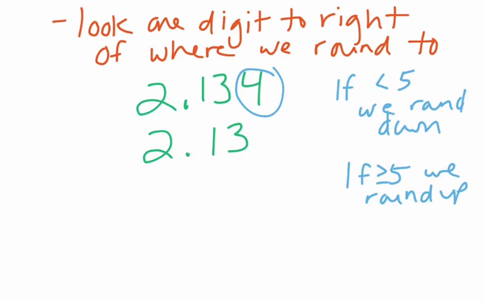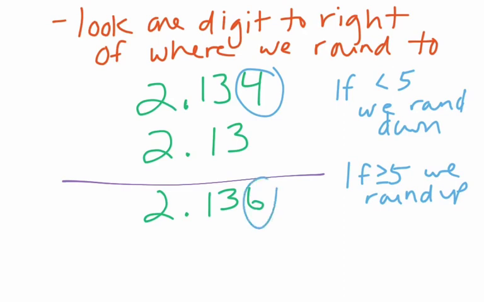So let's see, we'll look at an example of that. So if you had 2.136, we're again looking at that one digit to the right, and so that's going to bump this up to 2.14.